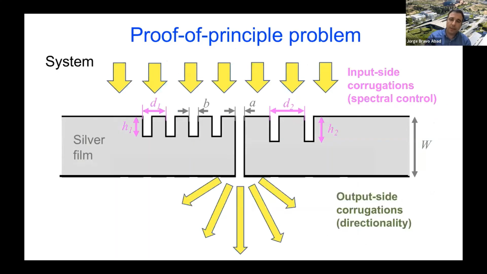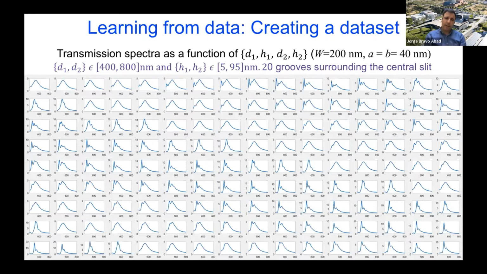This is the proof of principle problem that we are using for exploring this solution, in which we are basically considering just the input side corrugations, which we know are the ones associated with the spectral control in the system. So this is learning from data. The first thing that you need to do is to create a data set. As I was telling you before, in nanophotonics, you can create your data set in silico, because that data set is going to go hand in hand with the experiments.